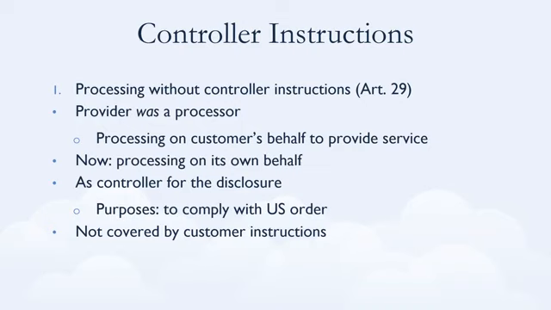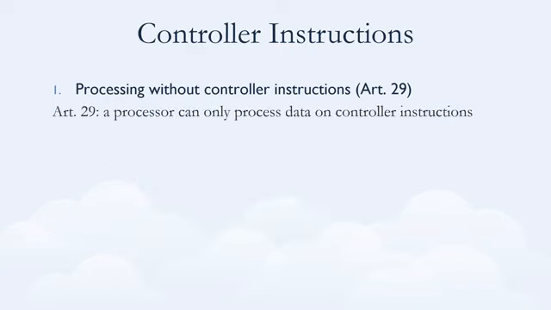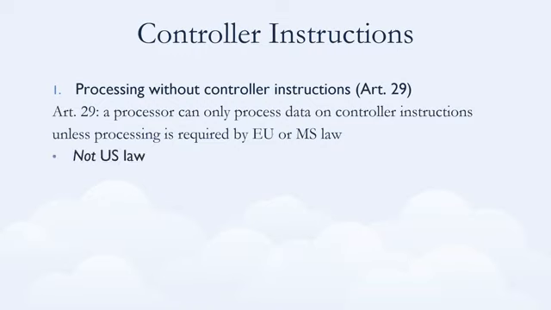We argue that this disclosure is not covered by the customer's instructions, including by the very standard and vague terms that are in providers' standard contracts. So why is this a problem under Article 29? Well, Article 29 says that a processor can only process data on controller instructions unless the processing is required by EU or member state law, not by US law. So that exception does not apply when there is a legal obligation arising under US law. And so as a result, we argue that there is potentially a breach of the processor's duty under Article 29.